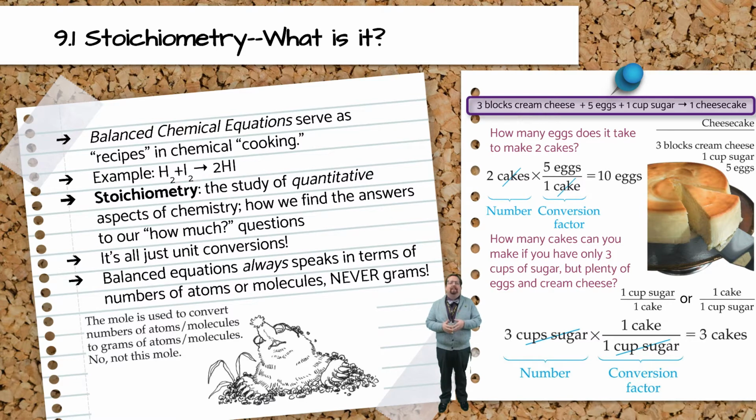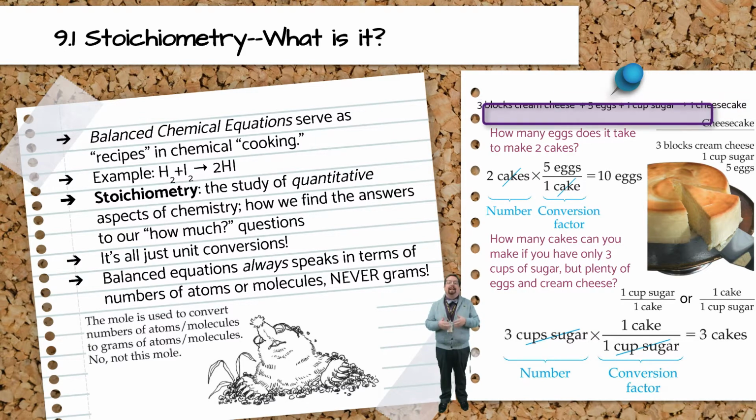Let's take this recipe for making a cheesecake, for example. Our recipe says that it takes 3 blocks of cheese, 5 eggs, and 1 cup of sugar to make 1 cheesecake. What if I wanted to know how many eggs it'll take to make 2 cakes? That's some simple math that you probably just did in your head, but to help introduce you to the idea of stoichiometry, let's write it out using dimensional analysis.